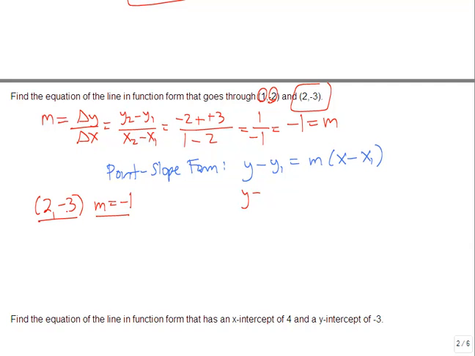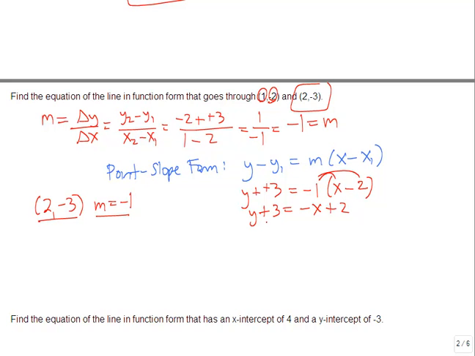So the y value of this point is negative 3. That's going to go right here, and you will get a double negative. My m is negative 1, and my x value was 2. So now all I have to do is clean this up a little bit. So first of all, I've got a double negative. Let's make that plus, and let's go ahead and distribute our negative 1 across. So negative 1 times x is negative x. Negative 1 times negative 2 is positive 2.